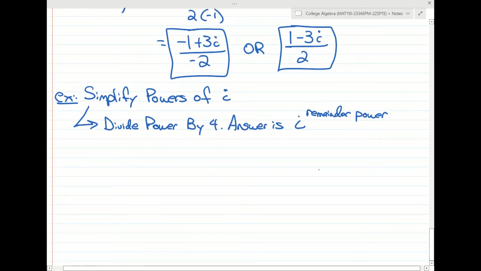And just as reference for this, remember we talked about i to the first means the square root of negative 1. i to the second means negative 1. i to the third is negative i. And i to the fourth is 1. So we'll be referencing that as we go through these problems.